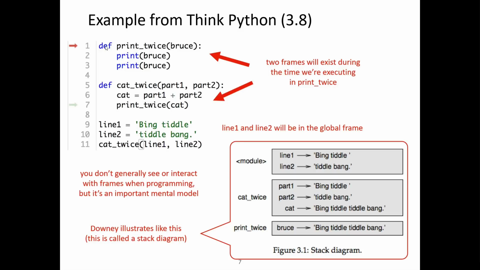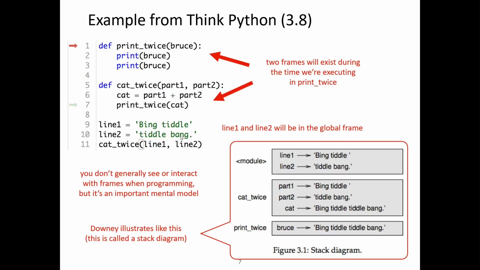It's going to start at line 1 and see that we have the definition of a function, print twice. It takes a parameter called Bruce. Okay. Then the next thing it's going to do is jump down to line 5, and it's going to notice we're defining a second function, cat twice, and that has two parameters, part 1 and part 2. Okay, so it's going to jot down that that's on line 5. Then it's going to jump down to line 9 and start executing the code here. So it says line 1 equals bang tittle, line 2 equals tittle bang.